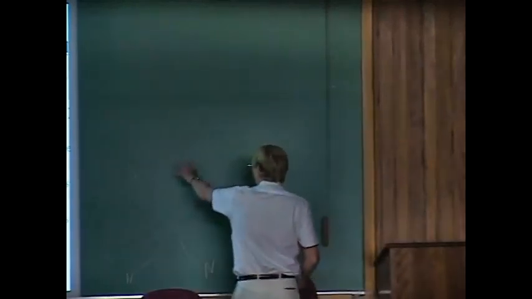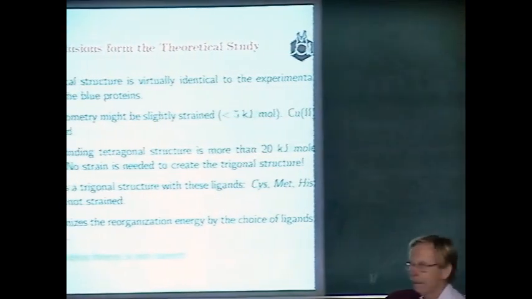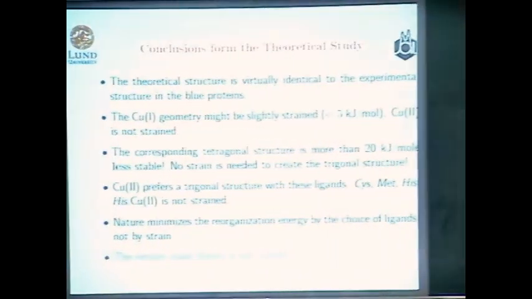This is a rather delicate balance between sigma and pi bonding to the metal, and in some of the variants of this protein, which I'll show you later, it is switched to the other, and then the structure changes to more tetragonal. So the theoretical structure is virtually identical to the experimental one in the blue proteins.